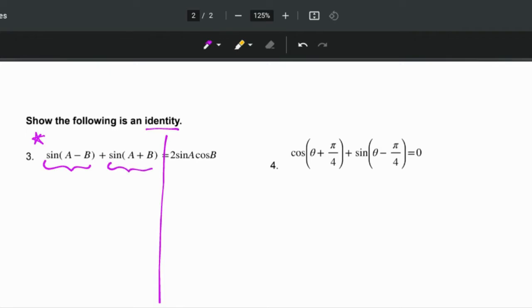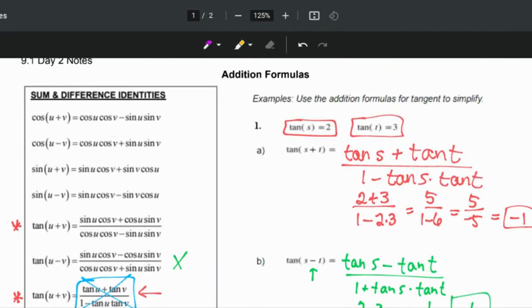All right, so let's look back at the identity sheet. So for sine of A minus B, we're going to use this formula because it fits the pattern of sine of two variables being subtracted. And then when we get to the second part of the identity where it says sine of A plus B, we're going to use this next formula above it, which is sine of A plus B. So we're just going to change our V's and U's into A's and B's, and then hopefully it simplifies really nicely.